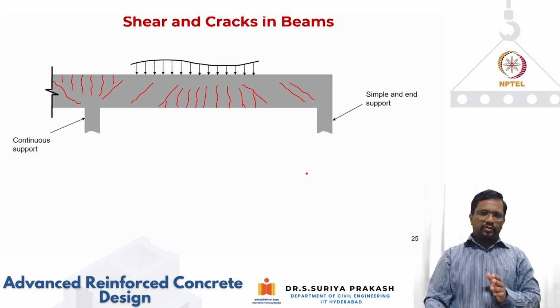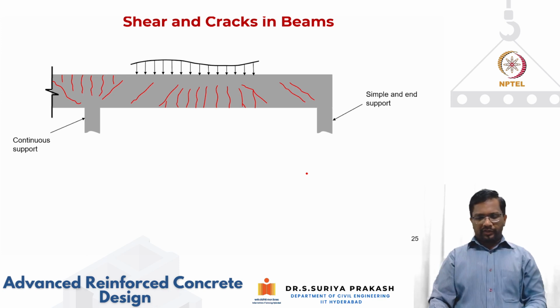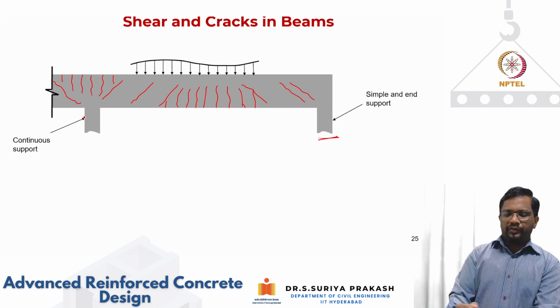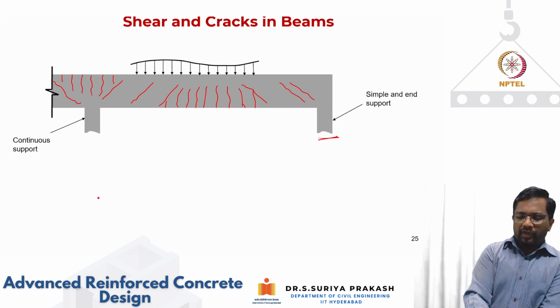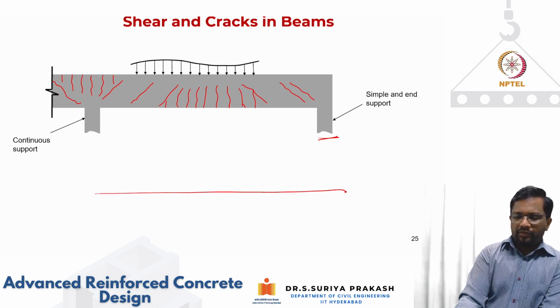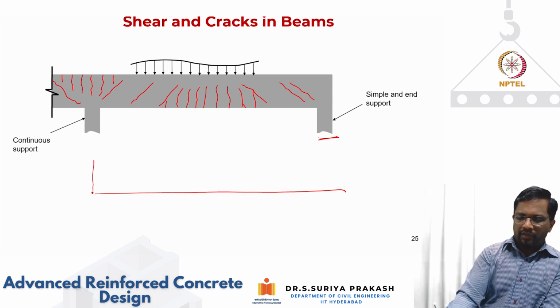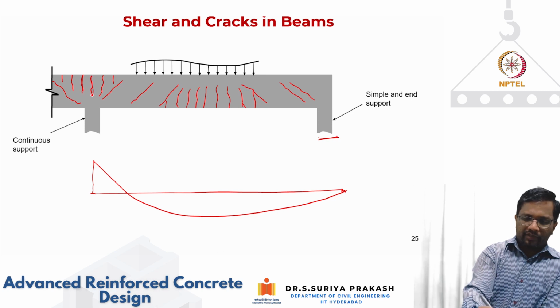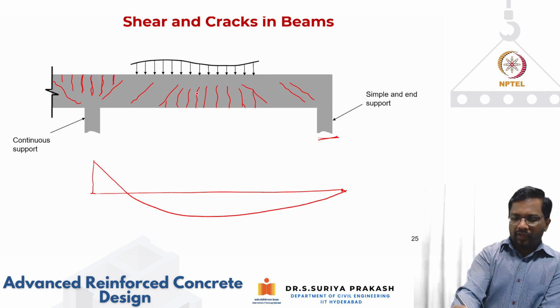Okay, now let's look at how the crack patterns are going to change for a continuous system. So I'm looking at one end as simple support, the other end is continuous. If you see your bending moment diagram, we know that it is going to be negative here and positive, zero here. So you're going to have this kind of bending moment diagram, right? That is why you have flexural cracks close to this. And wherever you have maximum bending moment, you have cracks, and the tension will be developed at this bottom location.